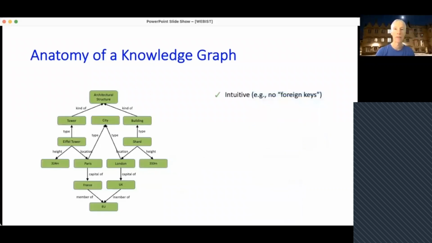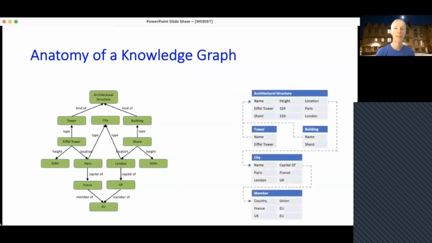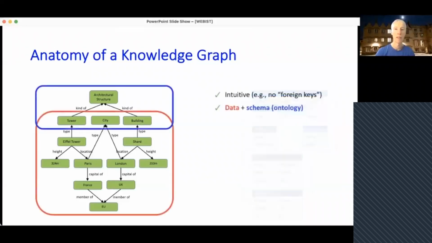In the first place, the graph is more intuitive. The knowledge isn't split across multiple tables, and we don't need to understand hidden details of the database schema, such as foreign keys, in order to understand the structure of the data and to navigate around it. In the second place, the schema, or at least the taxonomic backbone of the schema, is explicitly represented in the graph in exactly the same way as the data. We can see, for example, that the upper part of the graph, outlined in blue here, defines the schema, while the lower part, outlined in red, corresponds to the data.